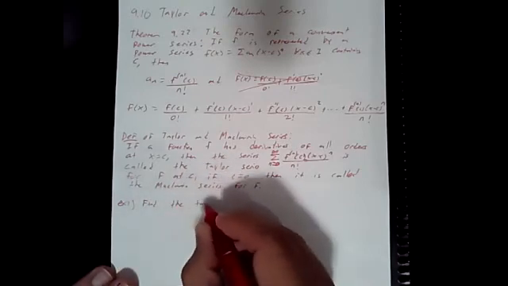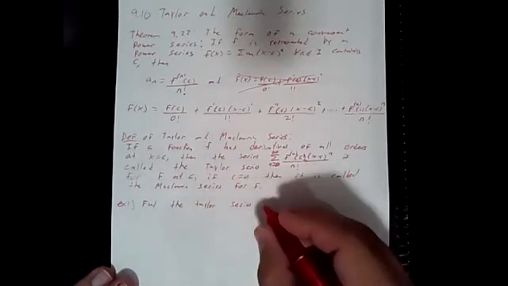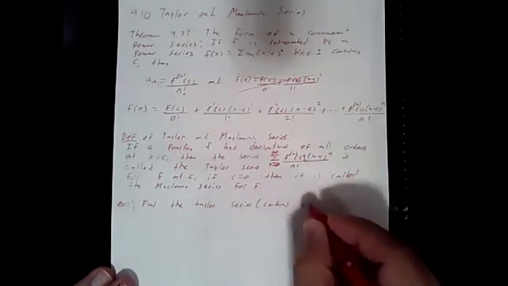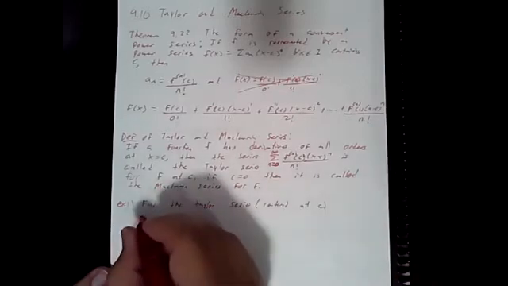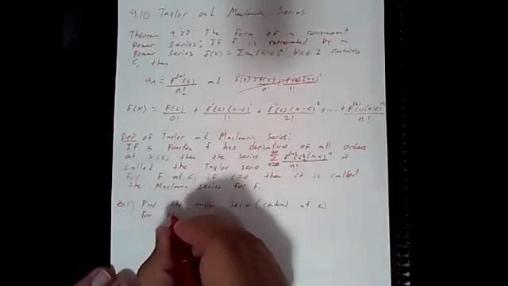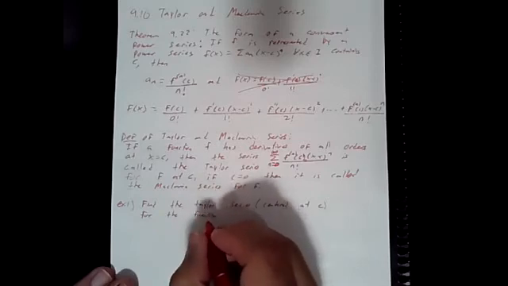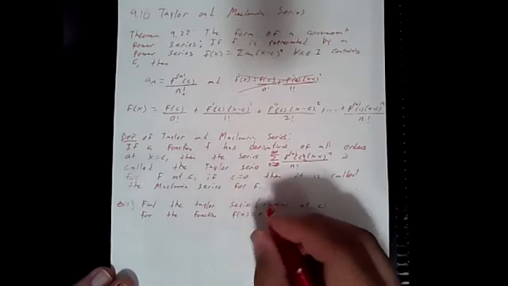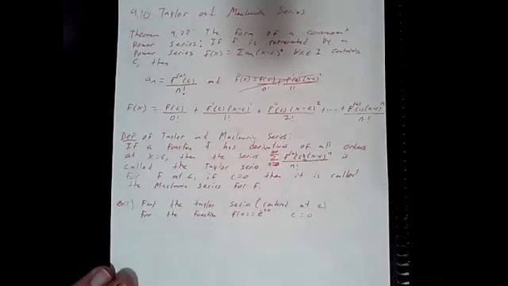Find the Taylor series centered at C for the function f of x equals e to the negative 2x. C is equal to 0. So C being 0 makes it a little bit easier.